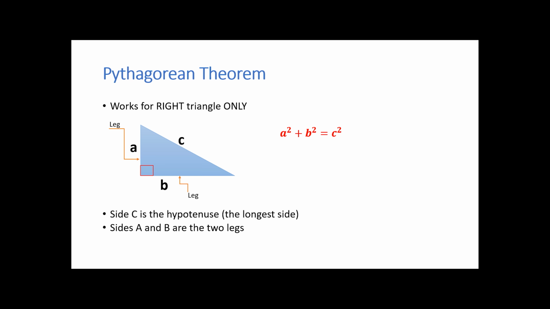So sides A and B are the legs. Yes, you can see it here. The legs. And then the longest side, the hypotenuse. So the smaller leg squared plus the larger leg squared equals hypotenuse squared.